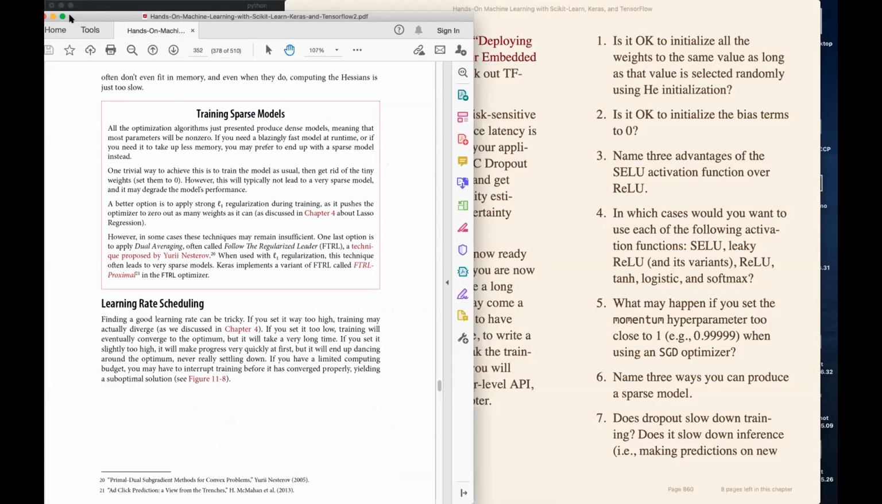If you set the momentum hyperparameter too close to 1 when using an SGD optimizer, then the algorithm will likely pick up a lot of speed, hopefully moving roughly toward the global minimum, but its momentum will carry it right past the minimum. Then it will slow down and come back, accelerate again, overshoot again, and so on. It may oscillate this way many times before converging. So overall, it will take much longer to converge than with a smaller momentum value.